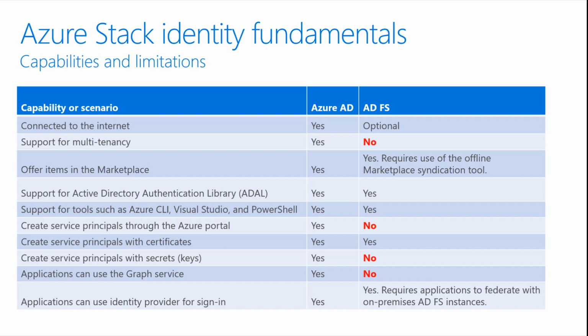And first of all, we see in the red no, support for multi-tenancy is not supported. Create service principals through the Azure portal. That does not happen because that would have to happen through ADFS in the stamp. Create service principals with secrets or keys. You can't do that with ADFS. And applications that use the graph service. But everything else are commonalities between those two identity systems.